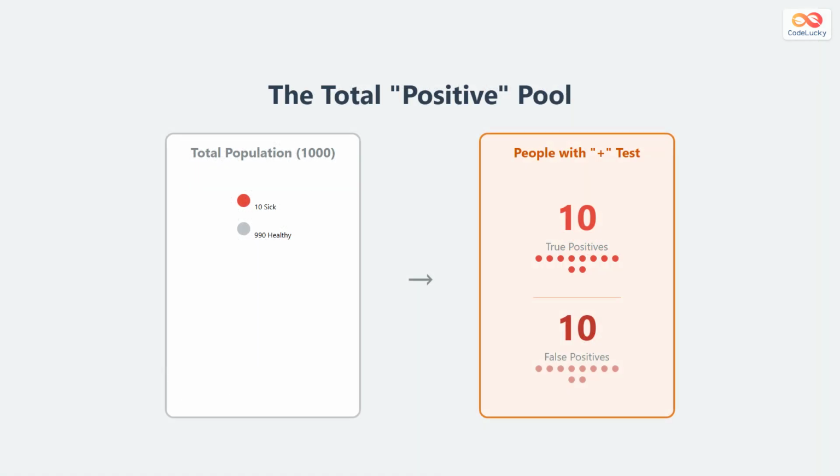So let's look at everyone who tested positive. We have the 10 sick people who tested positive and the 10 healthy people who falsely tested positive. To you, the patient, all you know is that you are in this group of 20 people.